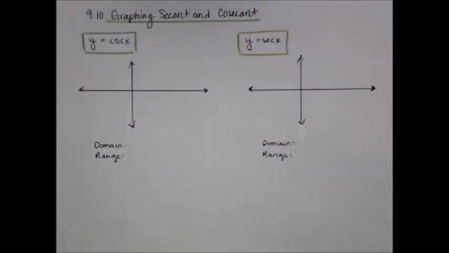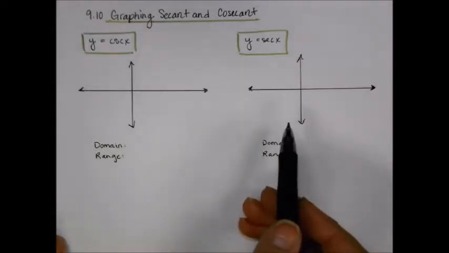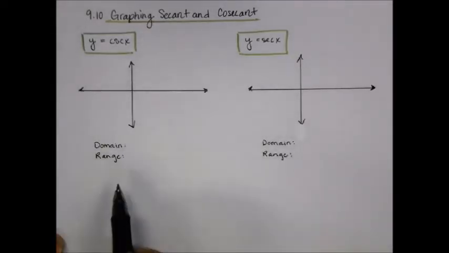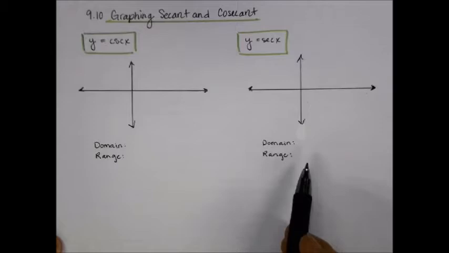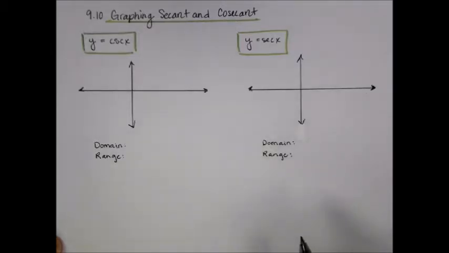These notes are for Honors Math 3. This is Objective 10 for Unit 9, and we're going to be working on graphing secant and cosecant. So I have here just the parent functions that we're going to start with, and we'll also talk about their domain and range. We'll go on and do some translations and period changes as well. So let's start with the graph of cosecant.